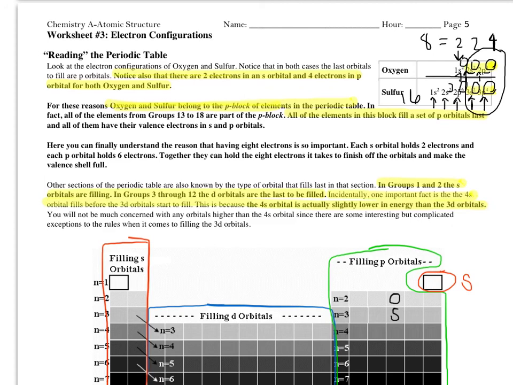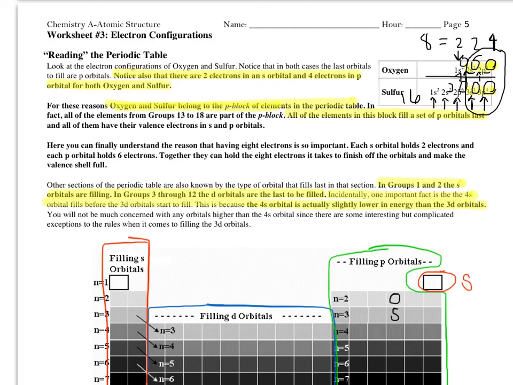Sulfur's goes out to 3, so that's something different. But both of them end in an s orbital with 2 electrons in it and a p orbital with 4 electrons in it. Okay, now this is actually important. This is something that you, hopefully by the end of this video, will be able to notice without actually seeing the full electron configuration of oxygen and sulfur, like I have written out here, but just by looking at where they are on the periodic table.